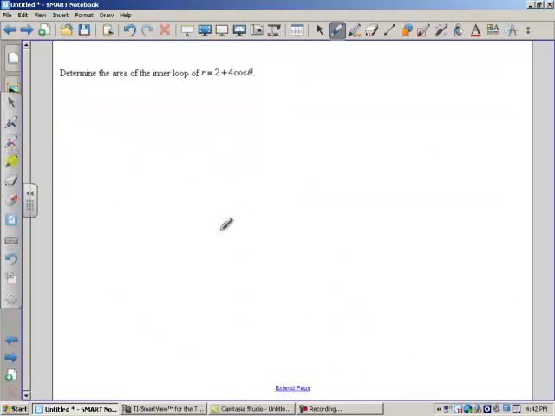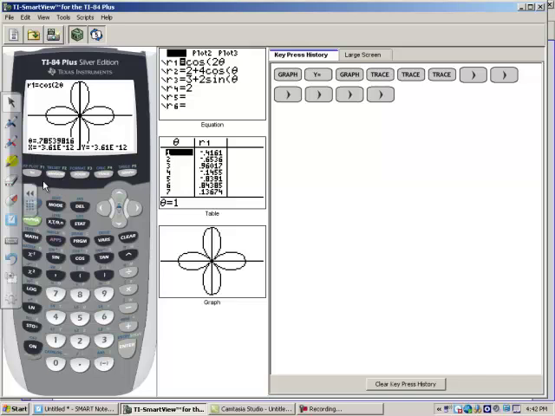What about the area of the inner loop of 2 plus 4 cosine theta? Now, whenever you have a plus b cosine theta, you might not remember this from pre-cal, but if a and b are the same, like 2 plus 2 cosine theta, it makes a heart. But if b is larger, you create an inner loop. So let's go take a look at that picture, 2 plus 4 cosine theta.